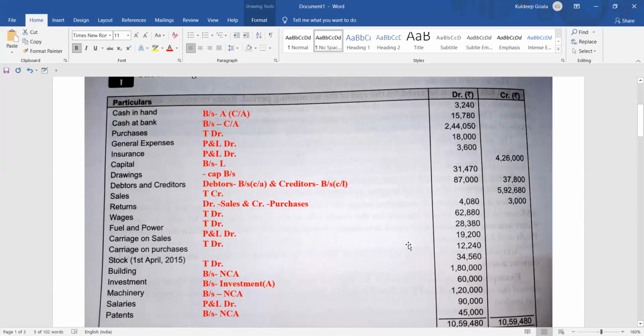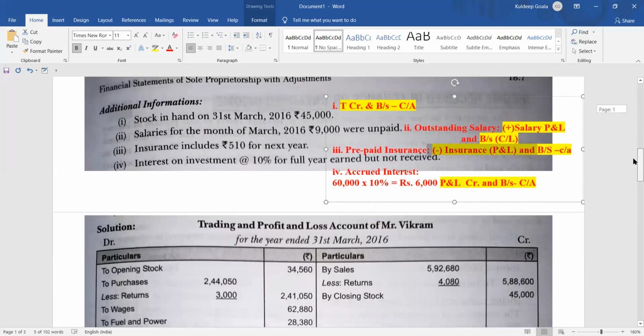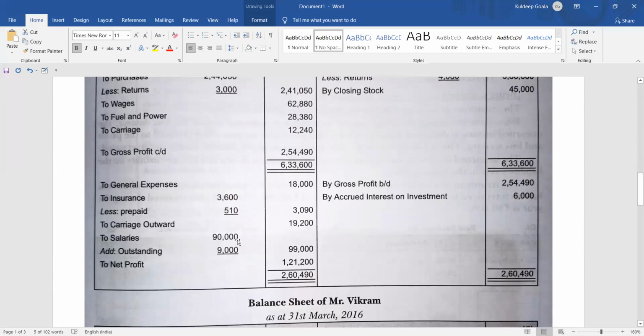The next item is carriage on sales, 19,200. Carriage on sales will come on the profit and loss account debit side. Carriage on sales is also called carriage outward, and carriage on purchase is called carriage inward. So here we write 'To carriage on sales', or if you want, carriage outward, no problem, 19,200. There was no adjustment, so directly it will appear in the profit and loss account outer column, 19,200.